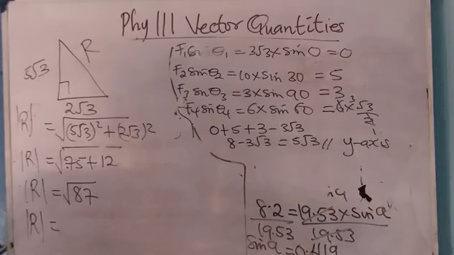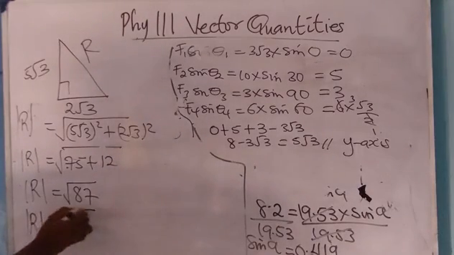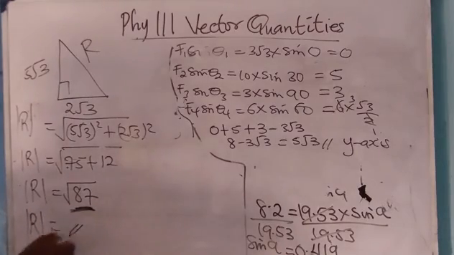My calculator is not giving me the answer. It's repeating root 87. So whatever you get as roots, it is the square root of 87. That will be the answer.